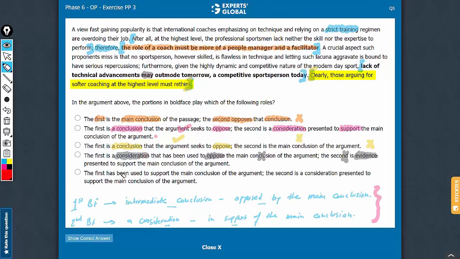Look at choice E now. No, first has not been used to support the main conclusion of the argument. The main conclusion opposes the first boldface, so this part is absolutely incorrect. Then it says that the second is a consideration presented to support the main conclusion of the argument. Yes, the second part is correct, but the first part is absolutely wrong. Choice E is incorrect. Let's confirm choice B once more.